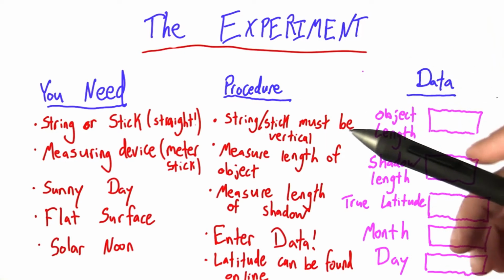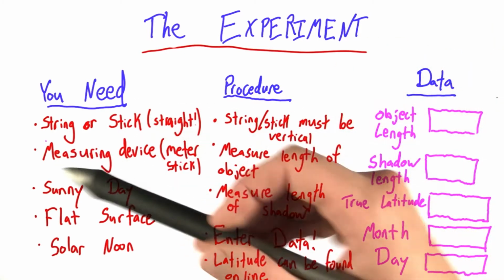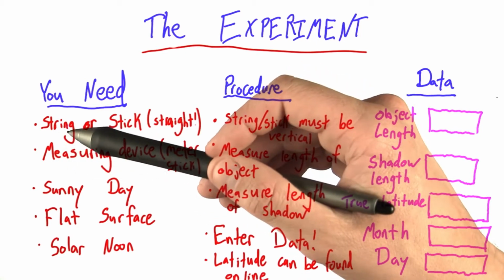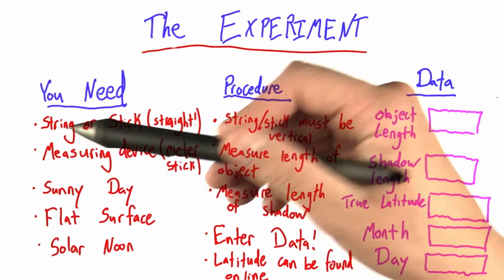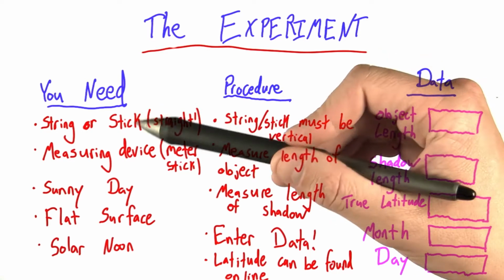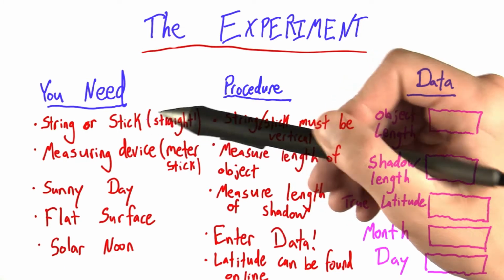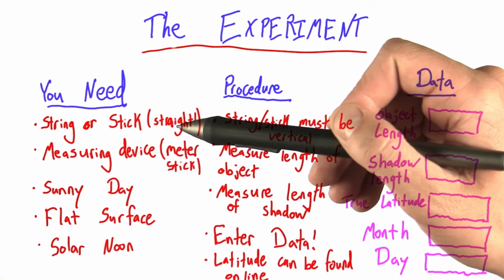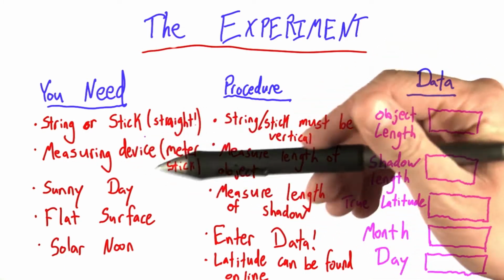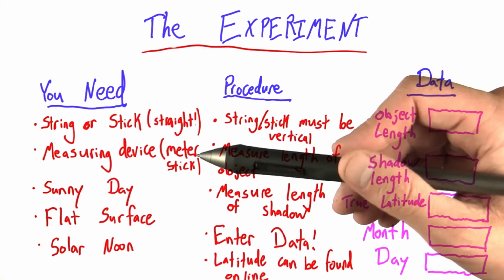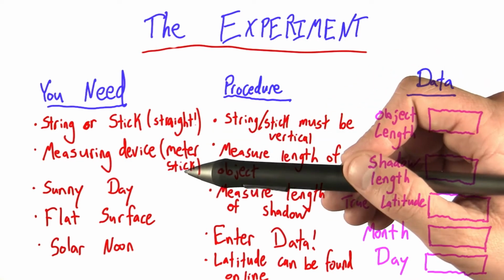So, in order to do this, what you're going to need is a string or a stick. For example, in the video you saw earlier, I used a string with a weight attached to it because the string needed to be completely straight. You could also use the edge of a building, as long as you know it's vertical and you can measure its height, or anything else that's straight and vertical. You're going to need a measuring device, maybe a meter stick or a tape measure or something like that. Again, the units aren't going to matter because they cancel out when we compute ratios.